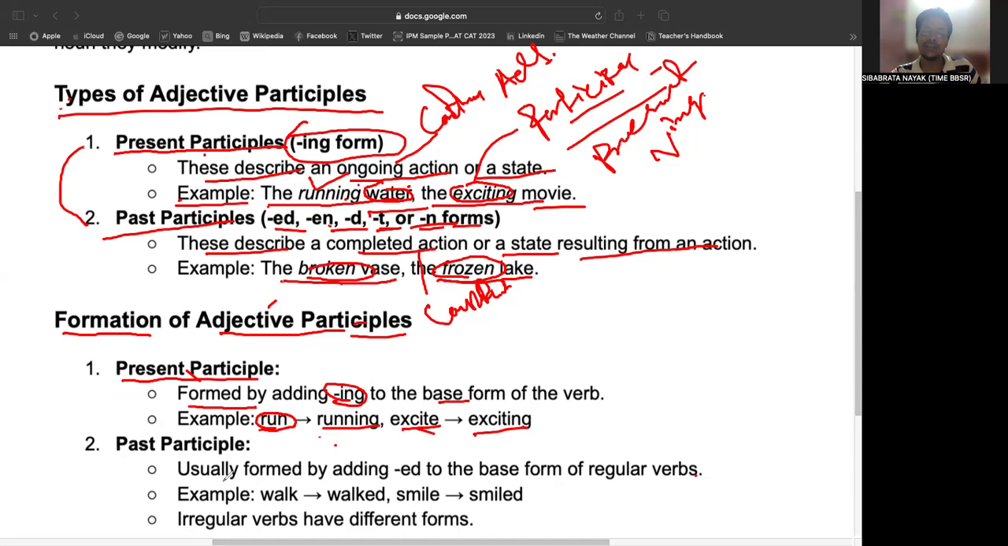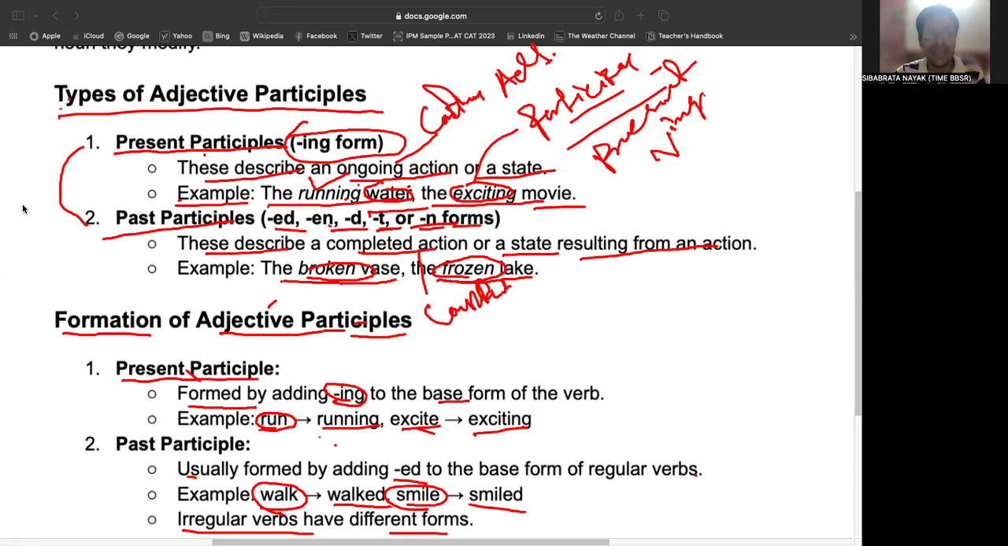The past participle is usually formed by adding ed to the base form of regular verbs. For example, walk is the base form, and walked is the past tense. Smile is the base form, and smiled is the past participle, right? Irregular verbs have different forms. Run becomes running, excite becomes exciting, walk becomes walked, smile becomes smiled. But when you talk about go, then it becomes went, right? Go, went, gone.